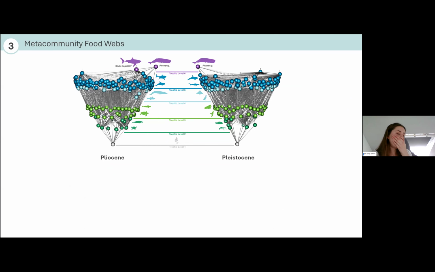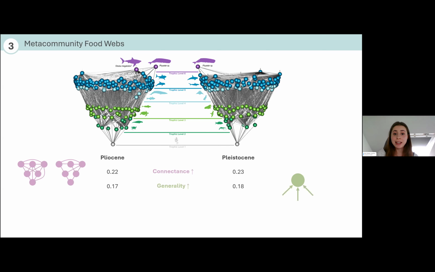So when we consider the metrics and motifs, when we're looking at how these food webs structurally changed before and after the extinction event, we can see that there was actually very few changes. So I'm going to bring up the 3 metrics and motifs that I spoke about before. So firstly, connectance. So we do see a slight increase. So the food webs in the Pleistocene are more highly densely connected than they were in the Pliocene.